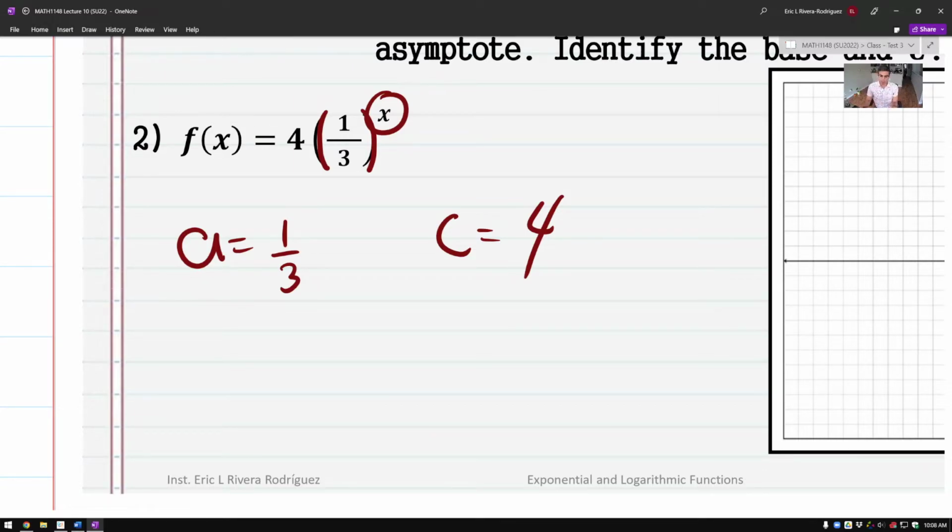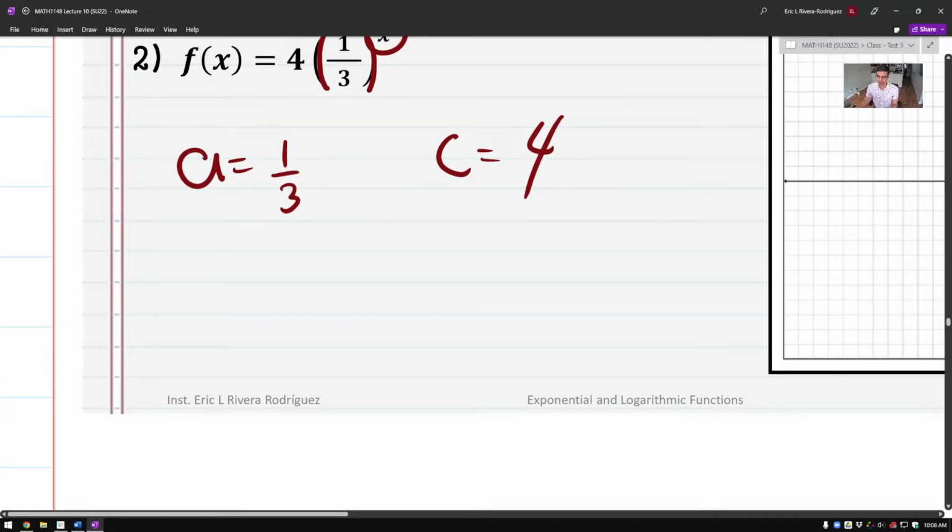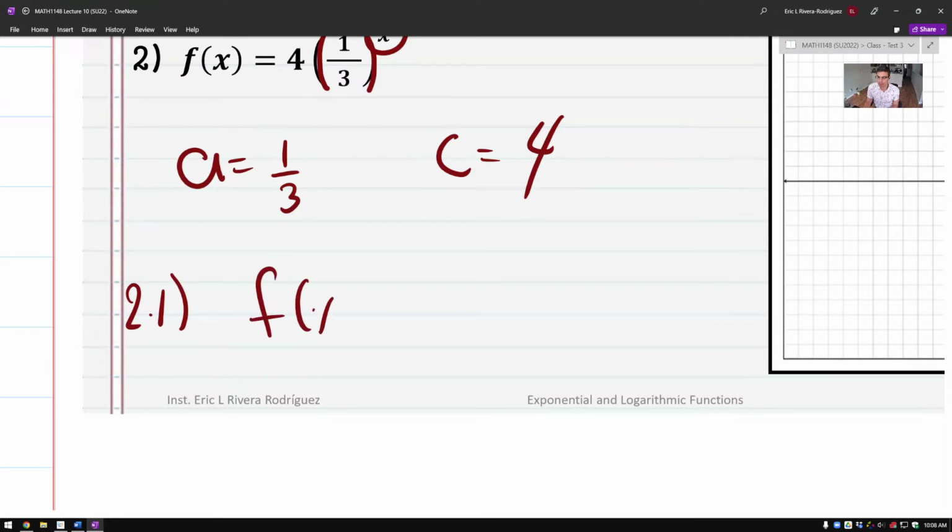Now, let's identify. Let me write different examples here. 2.1. Let's identify the value of C and the value of A without using parentheses. This is very confusing. I'm not going to write this way, but sometimes you will find things like this. Okay?